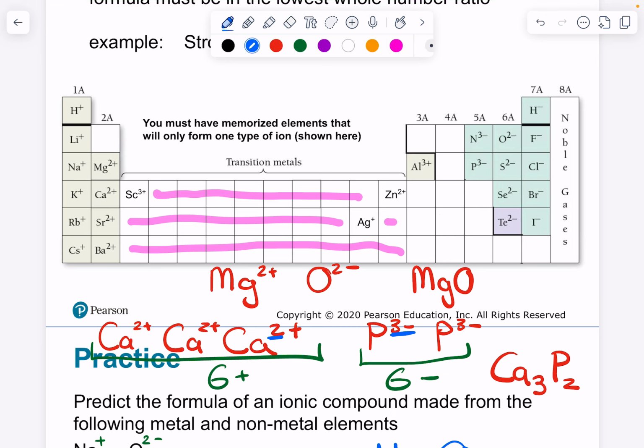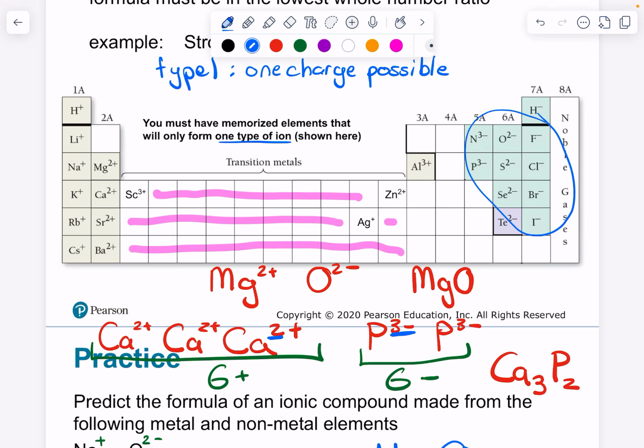We're going to have type 1 metals, and these are the ones that have only one type of ion, one charge possible. This is specifically the metals, because the non-metals always maintain their charge. They don't have any that change charge. I'm going to highlight the type 1s in yellow. It's these three transition metals plus the ones that we've already looked at.